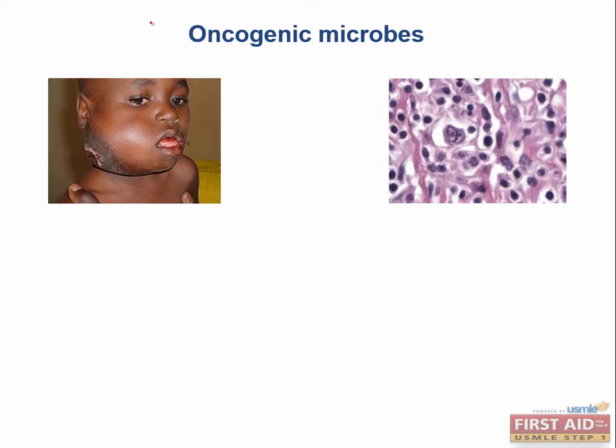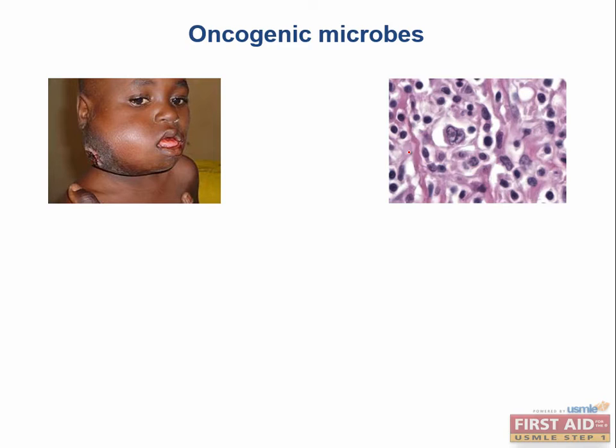Epstein-Barr virus. Okay. What other types of cancers are involved? Here's another one. What else does EBV, Epstein-Barr virus, cause? It's a herpes virus. What is this cancer? What is this cell? This is a Reed-Sternberg cell. Okay. And this cancer then must be Hodgkin lymphoma.